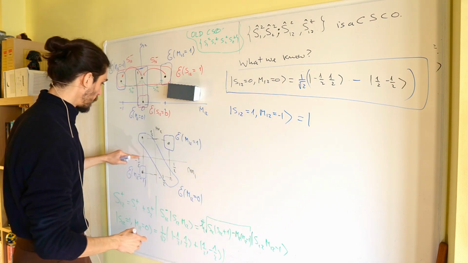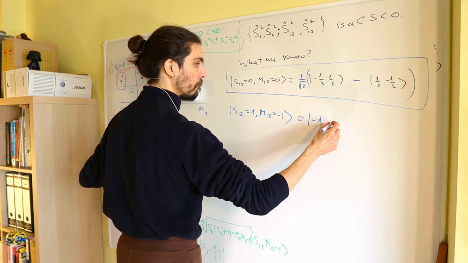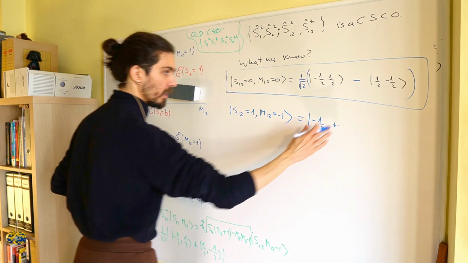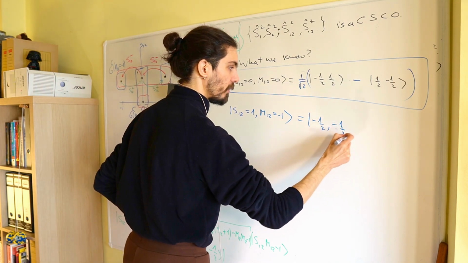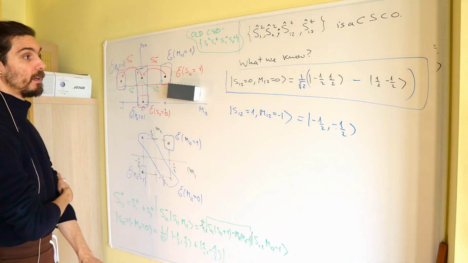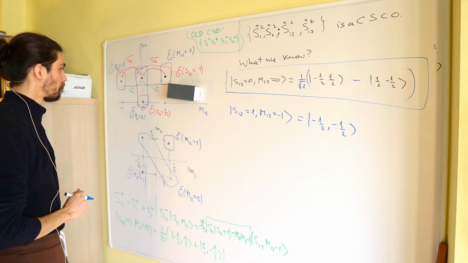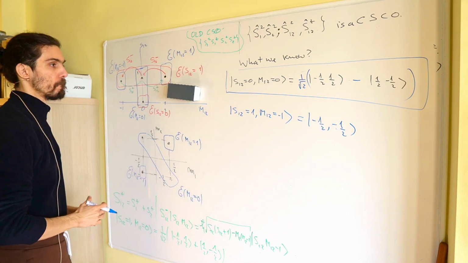So let's see. It's minus 1F, plus, minus 1F. Again, like that. So it's the same, this one. I'm suppressing again the tensor product symbol here. Okay? So these two are the same.